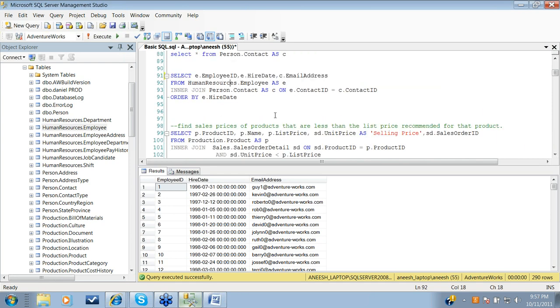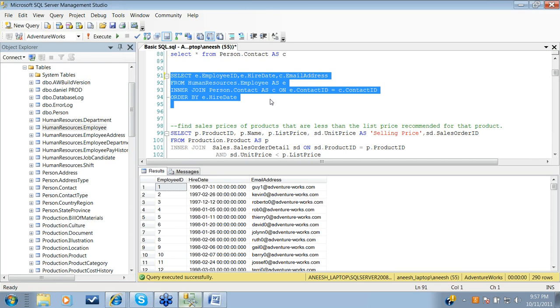So any other question regarding this? Is it clear how we implement the inner join?